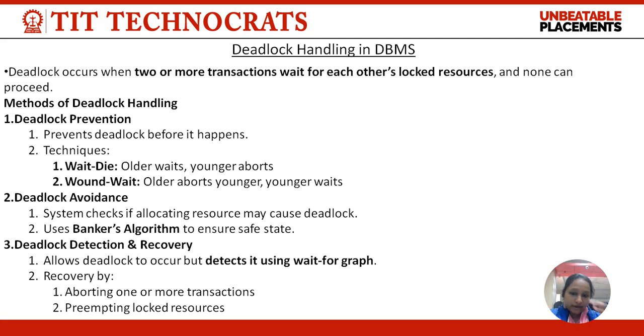Next is deadlock handling. A deadlock occurs when two or more transactions wait for each other indefinitely, and the system manages deadlocks using prevention techniques such as wait-die or wound-wait, avoidance techniques like banker's algorithm, or detection through wait-for graphs followed by recovery.